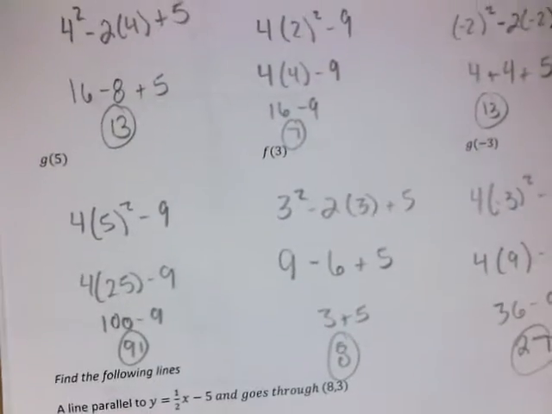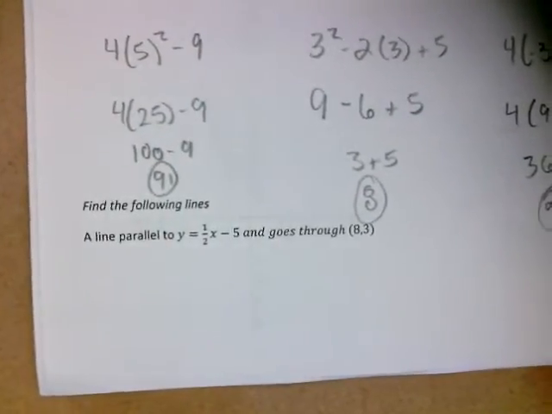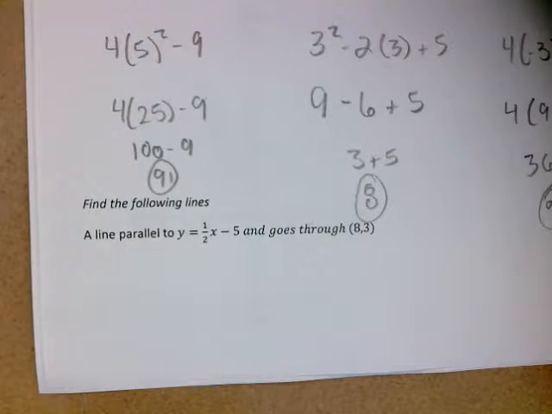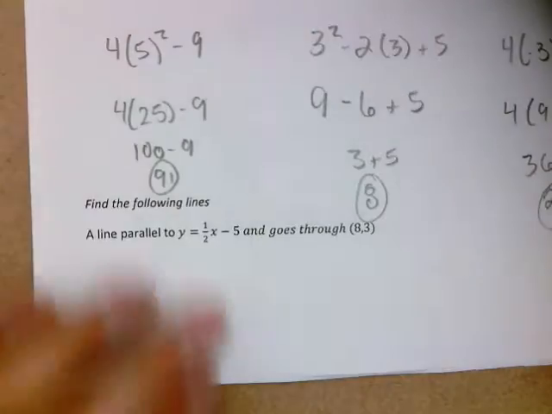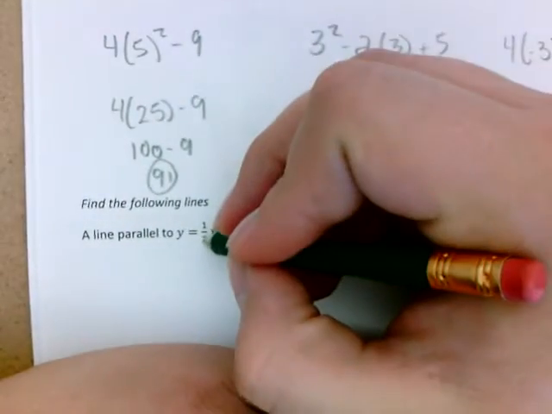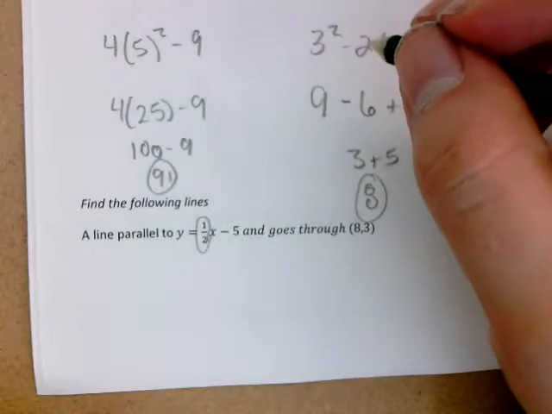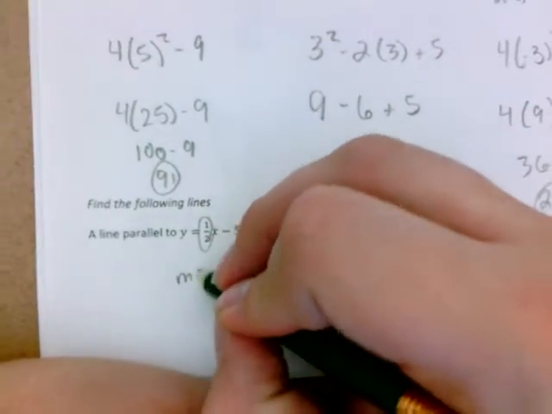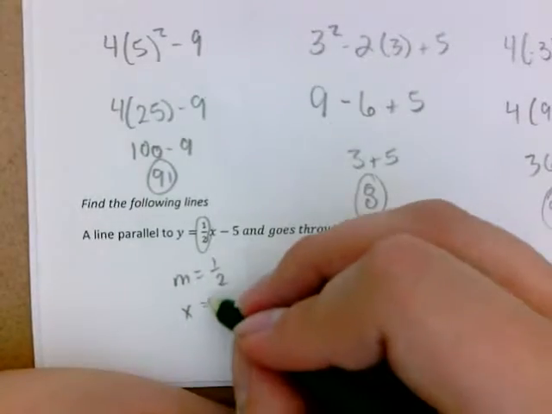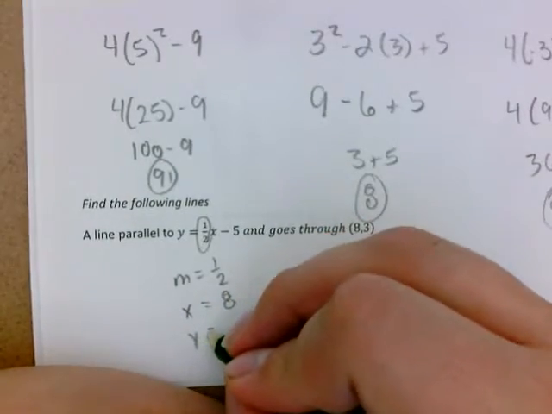Find the following lines. I gave you guys a couple extra of these because I just wanted you guys to be able to do these. So first, a parallel line. So parallel lines, this slope, okay? This is your slope. So m equals 1/2. Find our x. X equals 8. Y equals 3.